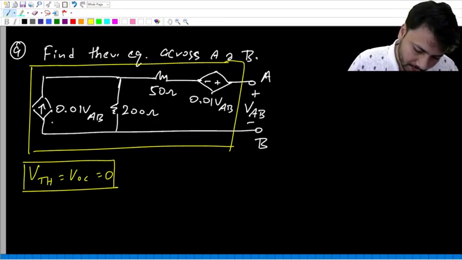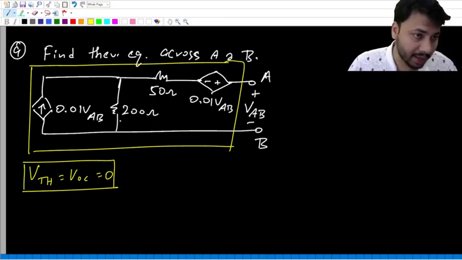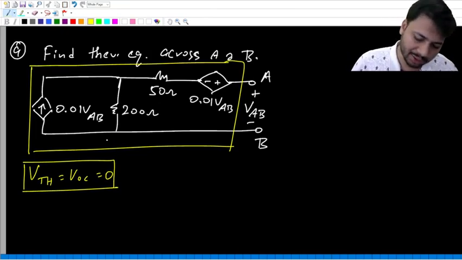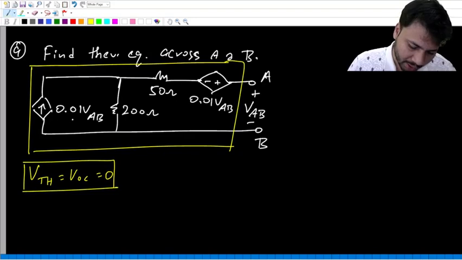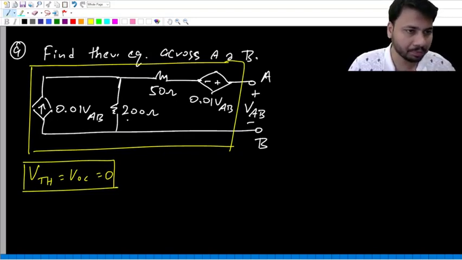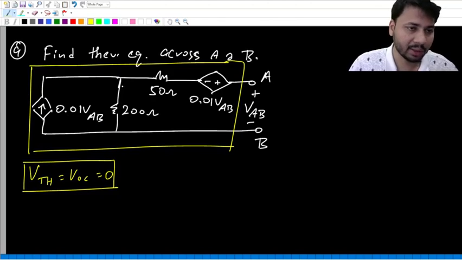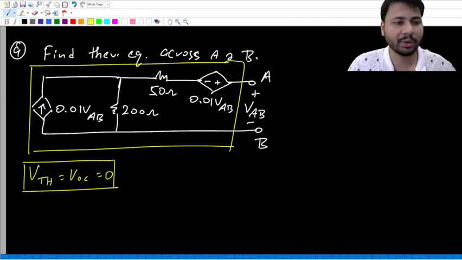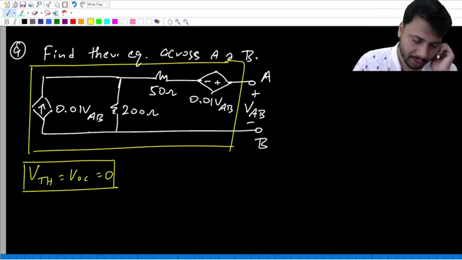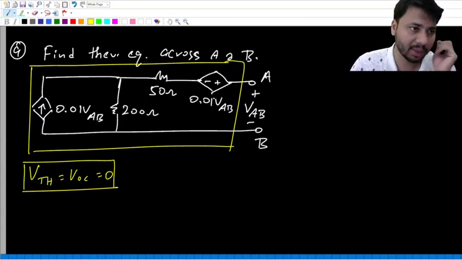If you look at this current source, it is in parallel with this resistance, which can be transformed into a dependent voltage source in series with the same resistance. What is the value of the dependent voltage source? 0.01 VAB into 200. I think it will be 2 VAB. 2 VAB in series with 200 ohms, and then the 200 ohms will be in series with 50 ohms. 200 series 50 is 250.